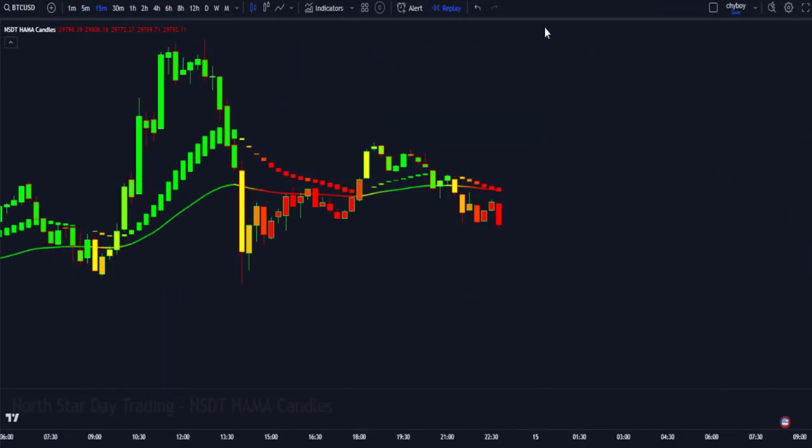Let's see how to enter a sell trade using this indicator. Suppose you are trading BTC USDT on the 15-minute time frame and you notice that the price is moving up, as indicated by the green candles. You want to take advantage of a trend reversal and sell when the trend turns down.